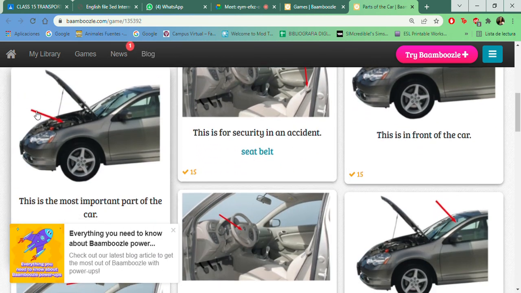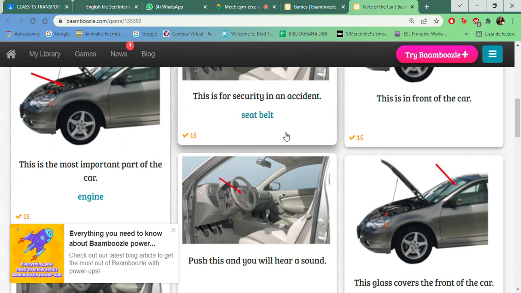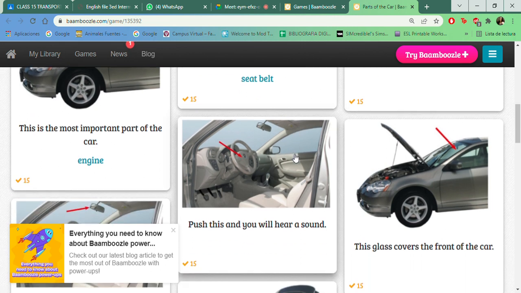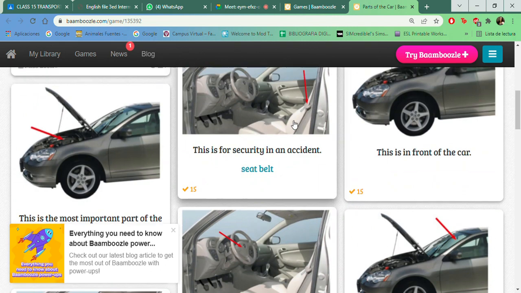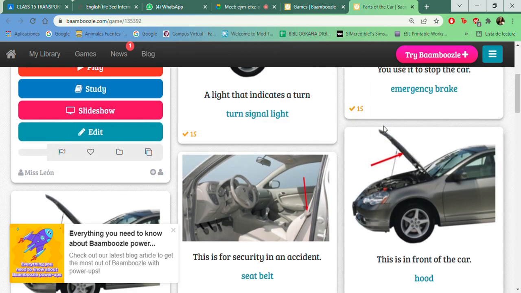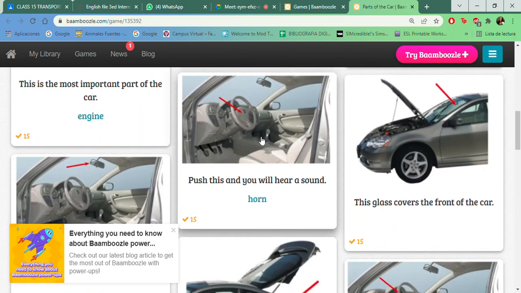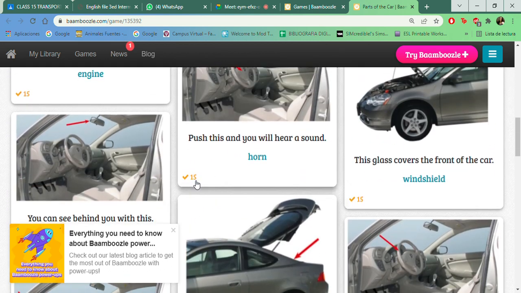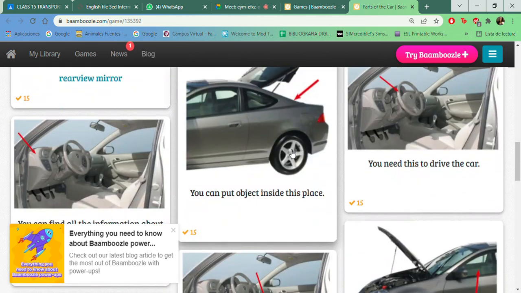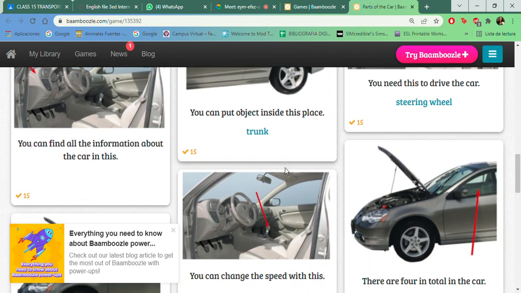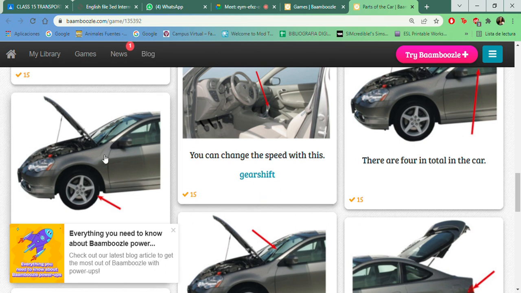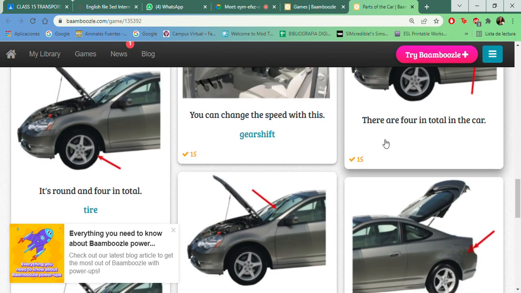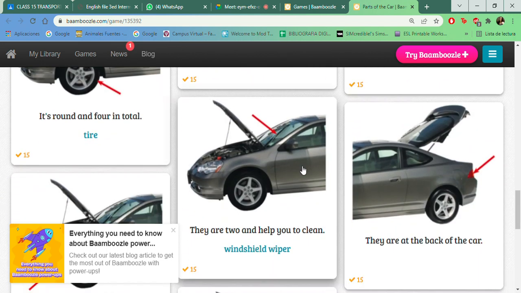The seatbelt, the engine. I think you already know the engine, right? Then you have the bonnet, or the hood in American English, horn, windshield, rearview mirror, the trunk, the steering wheel, the gear shift. Yes, this is the tire. This is all vocabulary. Well, the window, of course.